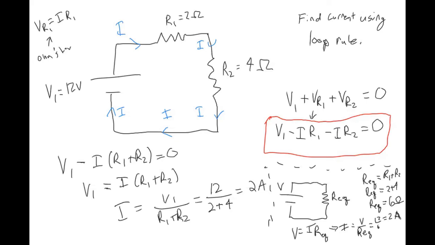So you might think that this equivalent resistance equation or calculation is easier, and that's true, but it's only going to work in cases of simple circuits with only one loop. As soon as we add other loops to our circuit and other voltage sources, we're not going to be able to do this. So I just did it this loop rule way to give you the simplest example I could give of how to use the loop rule.